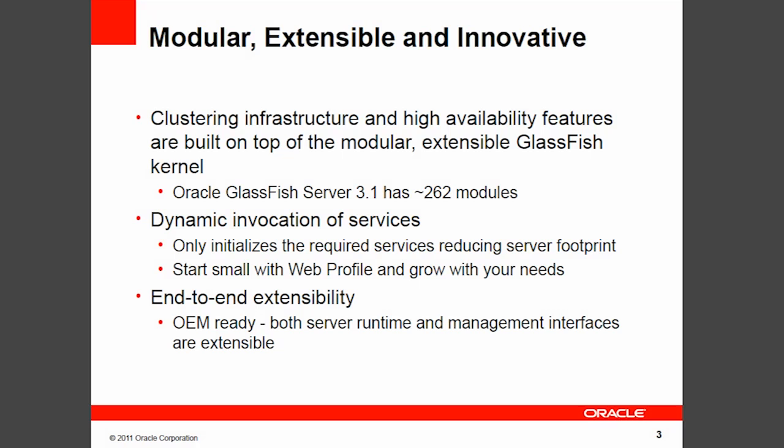GlassFish 3.1 is one of the most innovative modular application servers out there today. The new clustering and high availability features for 3.1 release are built on top of the modular v3 kernel. The whole server is comprised of about 262 modules. The server is very intelligent about initializing its services dynamically when needed. This reduces the overall server footprint. You only pay for what you use. With GlassFish 3.1, one can start small initially with web profile and grow with their needs to full platform.